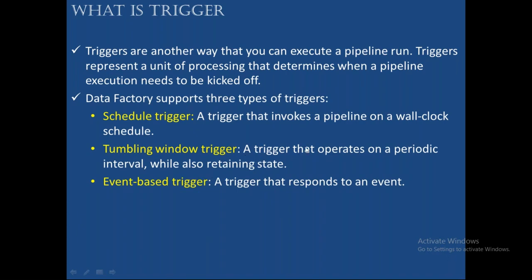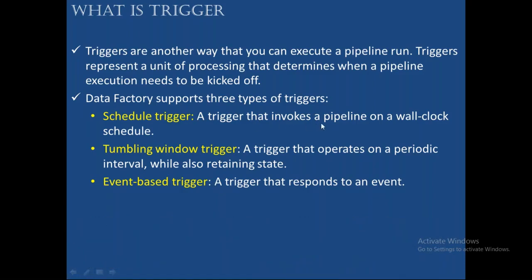A tumbling window trigger is a trigger that operates on periodic intervals while also retaining state. Periodic interval depends on you. You may want, say, every 1 day, or that particular interval is an hour or 24 hours. That is what you need to configure, and based on that it is going to run your pipeline. Event based means it is going to respond to events.